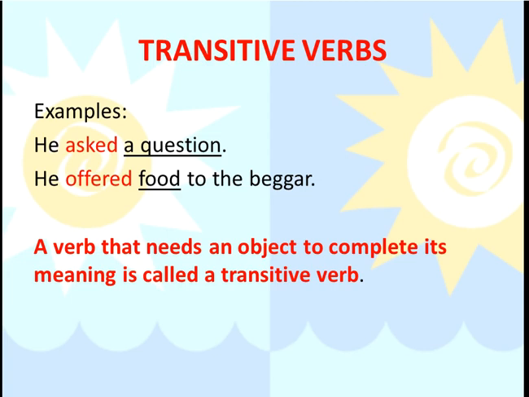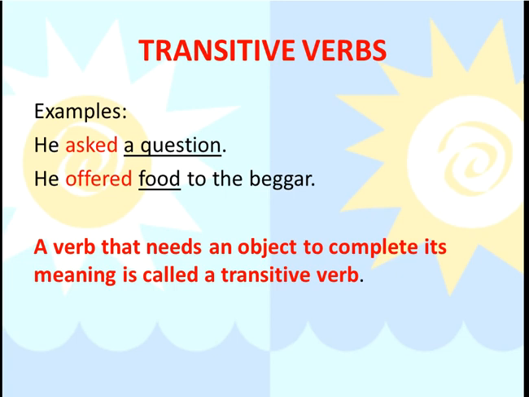So first of all, we will discuss transitive verbs. See the examples. He asked a question. He offered food to the beggar. In the above sentences, asked and offered are verbs, but they require objects to make complete sense. The object answers the question what. For example, in sentence A, he asked what? A question.